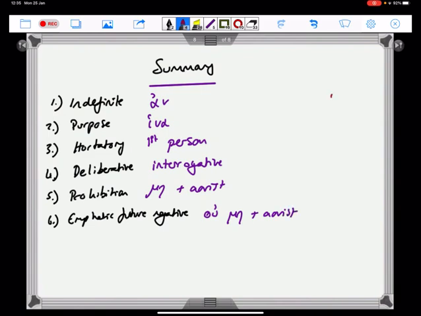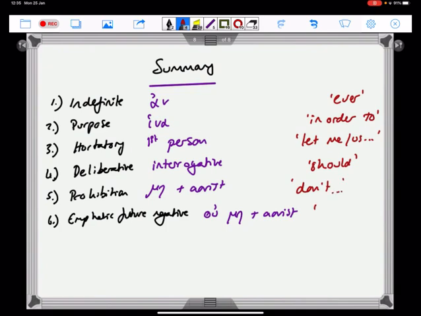How do you translate them? Ever, in order to, let me or us. You can have some kind of should in there as your deliberation. Don't, and never or surely never. That's what you're using the subjunctive to do. They're all fairly distinctively marked. Build up a sense of how you see them in each different author, and hopefully they won't prove too much of a challenge.